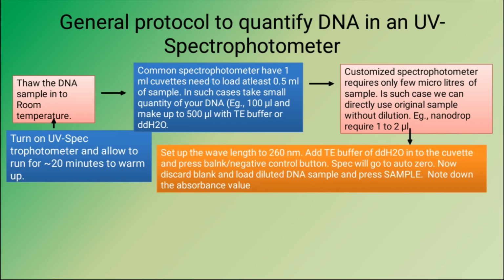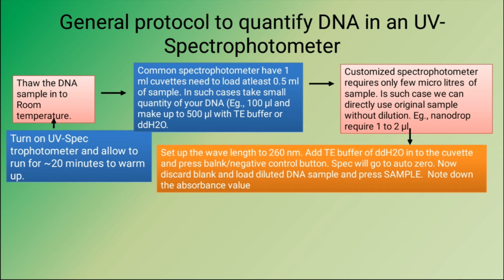Now we set up the wavelength in the spectrophotometer, and in the cuvette add the TE buffer or distilled water up to 500 microliters and press the blank button. Now the machine sets it as auto zero. Discard the blank solution, add our sample solution and press the sample button. Now it will show the sample absorbance value.